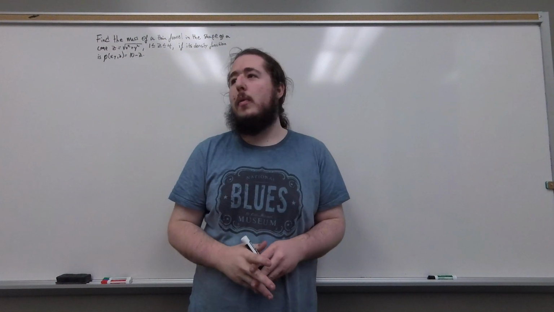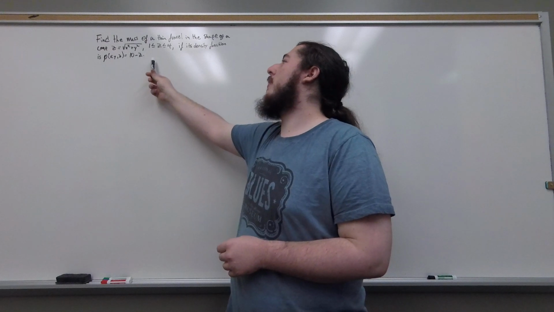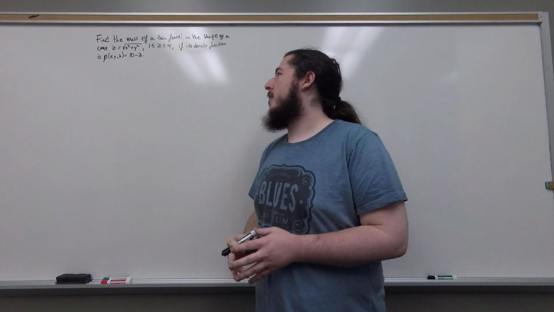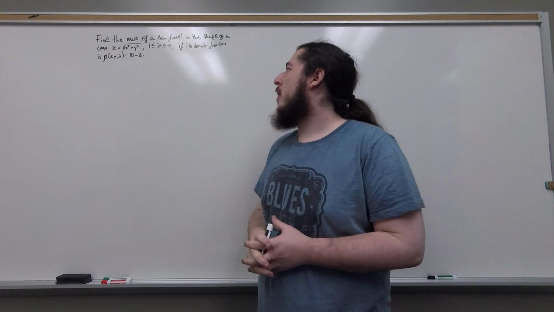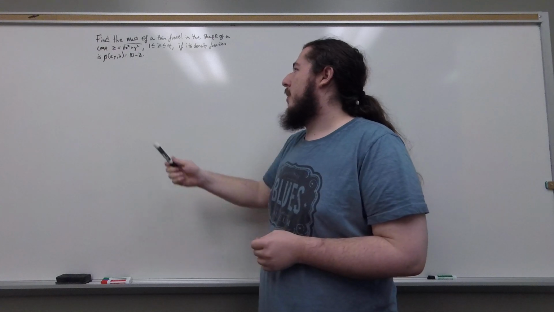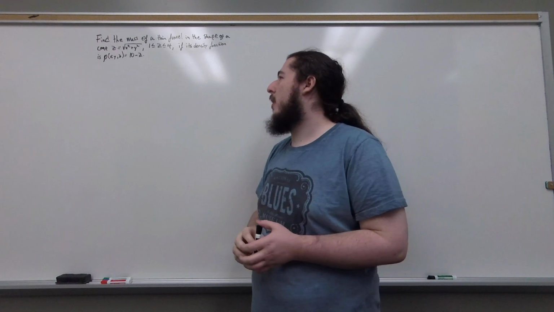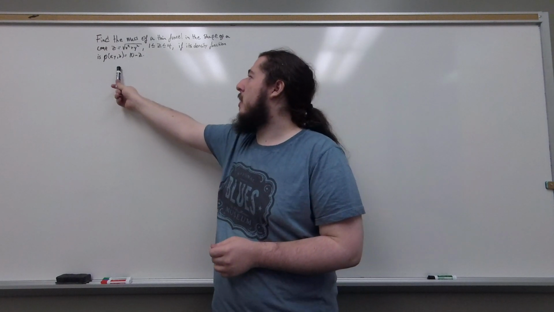Okay, so today we are going to solve this problem where we are finding the mass of a thin funnel in the shape of a cone. z equals the square root of x squared plus y squared, with z being greater than or equal to 1 and less than or equal to 4. And we have a density function, 10 minus z.